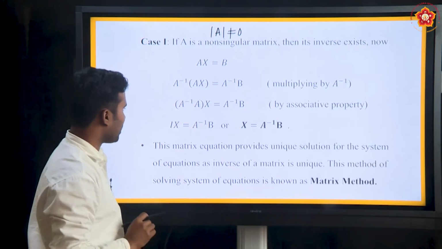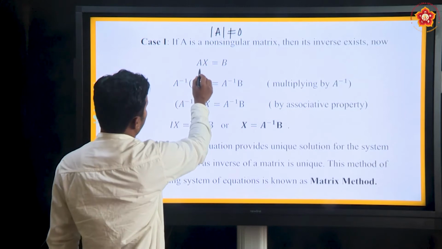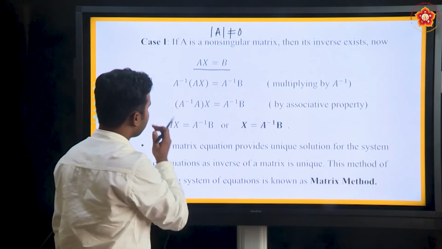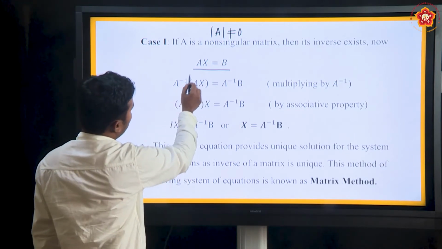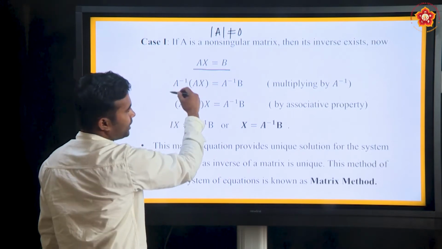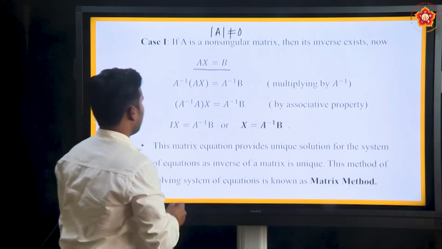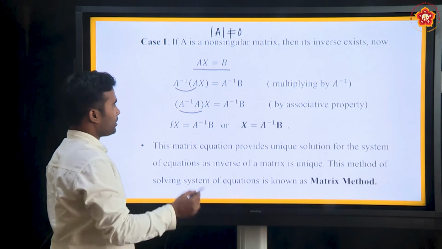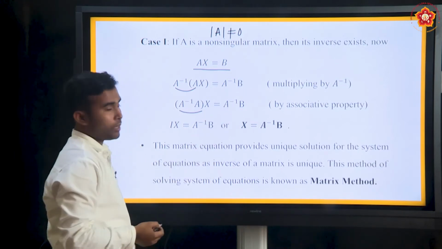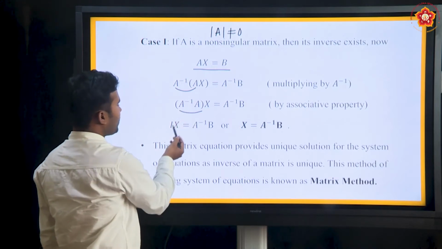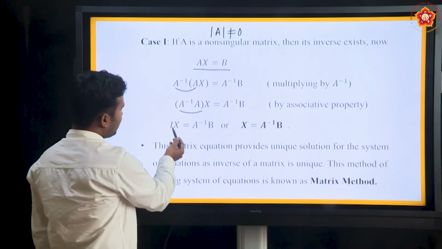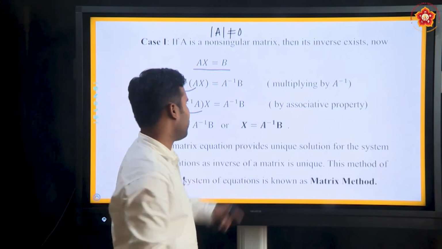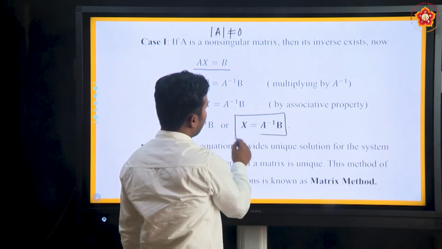Now how can we show that? Any system of equations can be written in the form AX = B, where A, X and B are matrices. Here I am going to multiply A inverse on both sides. So with this I will group these 2 terms in the next step. See, here we grouped it: A inverse into A into X is equal to A inverse into B. Next, A inverse into A is the identity matrix, right? Identity matrix into X is equal to A inverse into B. Identity matrix into X is X itself. So X is equal to A inverse into B.